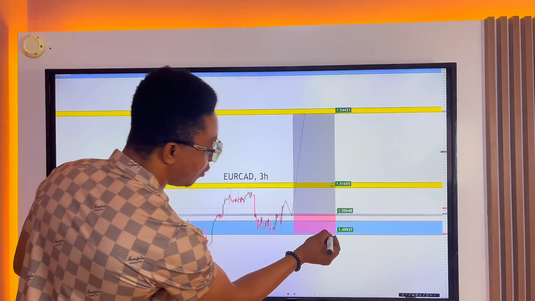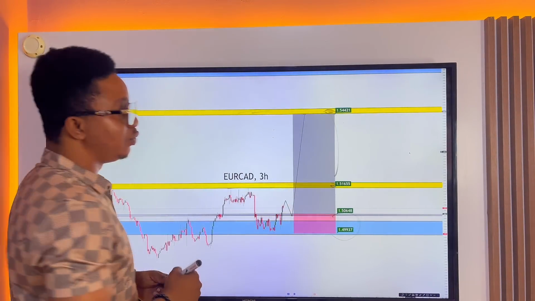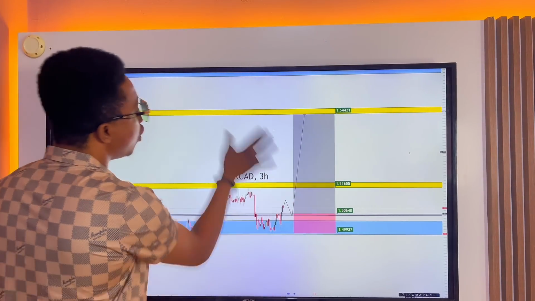Immediately we hit TP1, we move stop loss to entry and then we move to reach our final target, which is going to be the next weekly resistance level above. So this is the full and complete technical analysis on Eurcad.